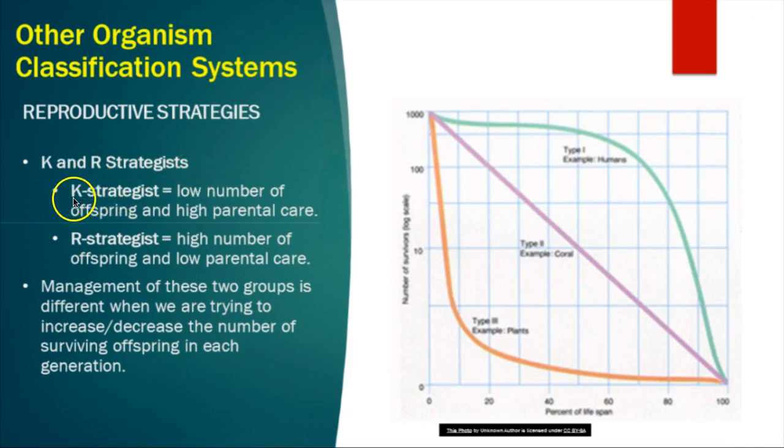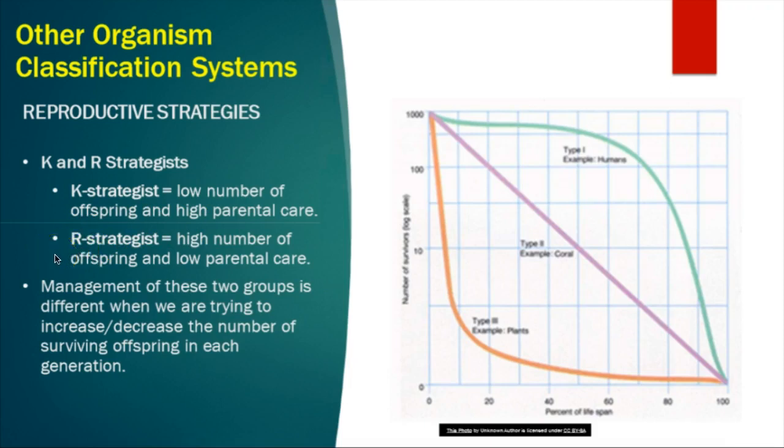K strategies I remember easily, because K strategists are like humans. They have low numbers of offspring and they have high parental care. So basically they put an awful lot of energy into their offspring. They don't have a lot of them, but there is a high survival rate. They also tend to breed later in life. They actually have to grow and mature before they can have offspring. So they are in a very different category to the ones that we call R strategists.